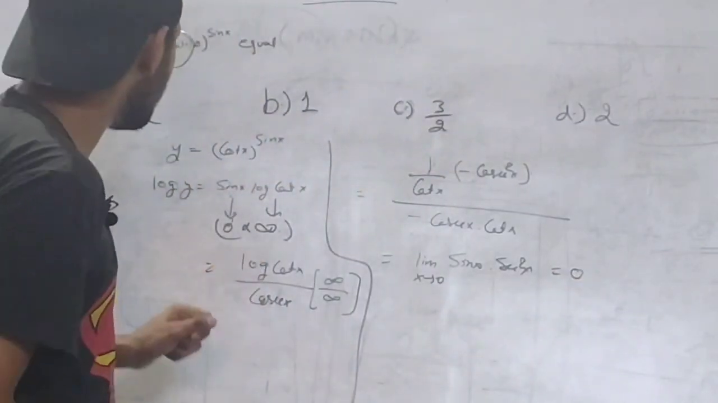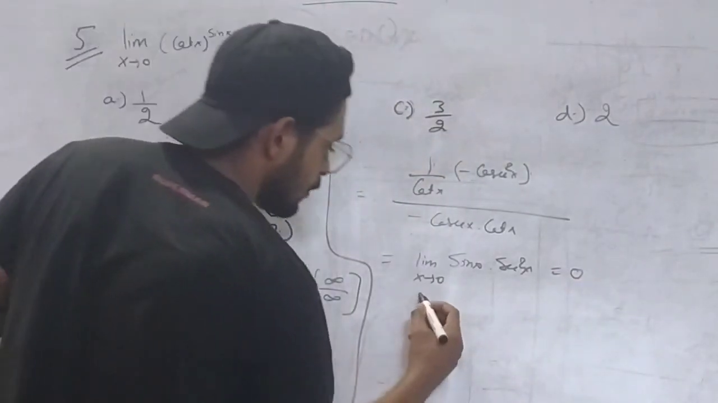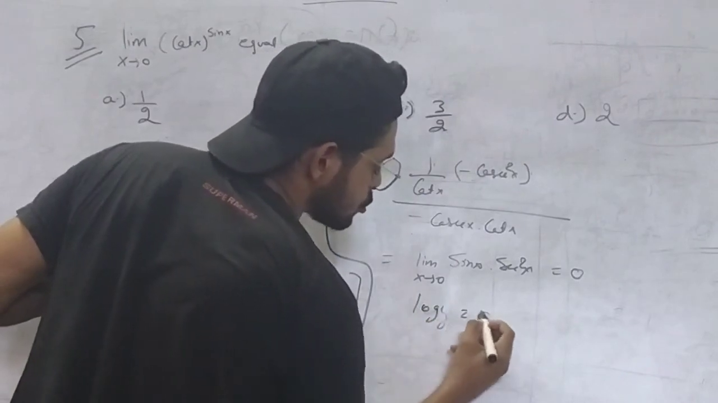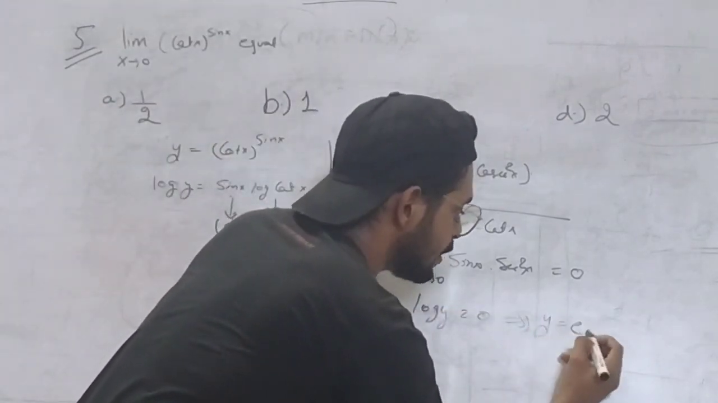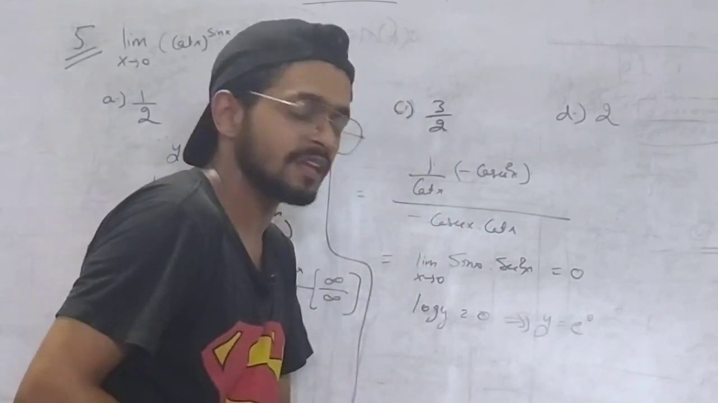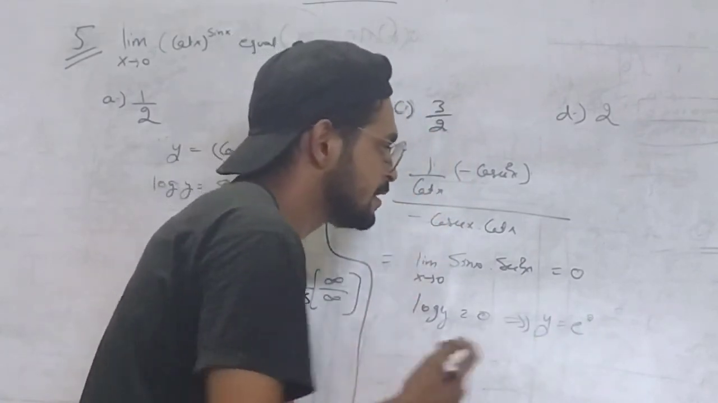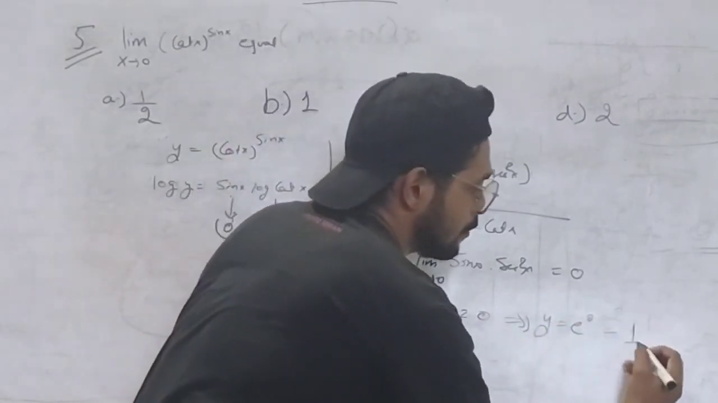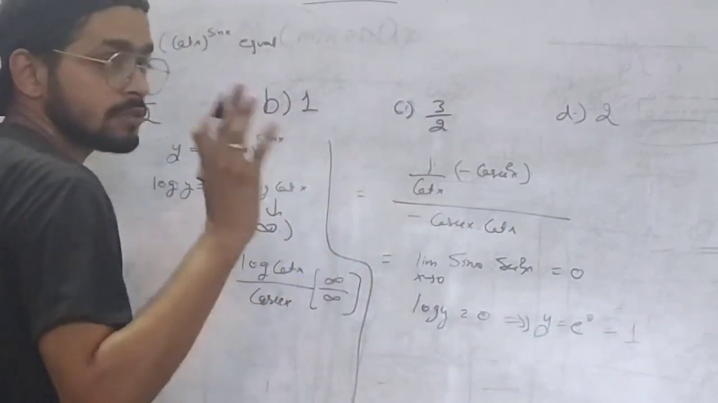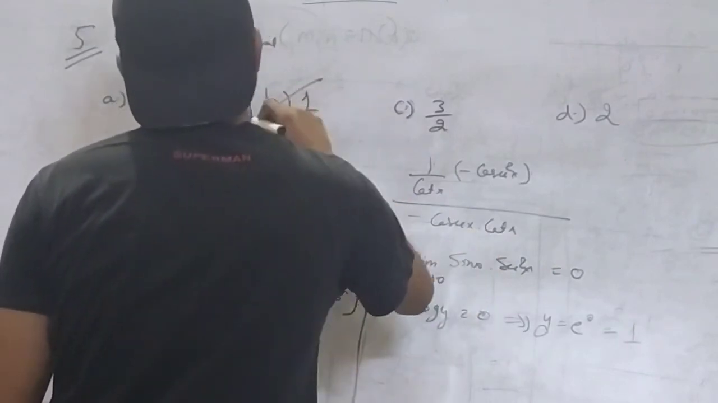So what we have on the left hand side is log y. Log y is equal to 0, and it means y is equal to e to the power 0 if we take antilog on both the sides. E to the power 0 is 1. So B is the right answer.